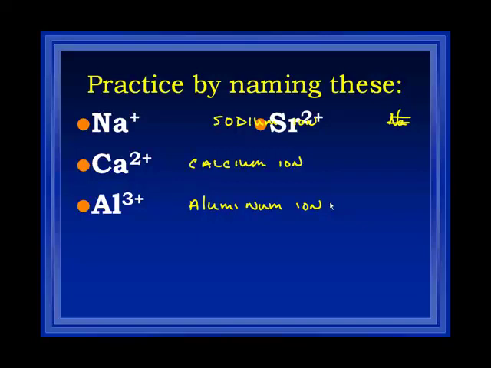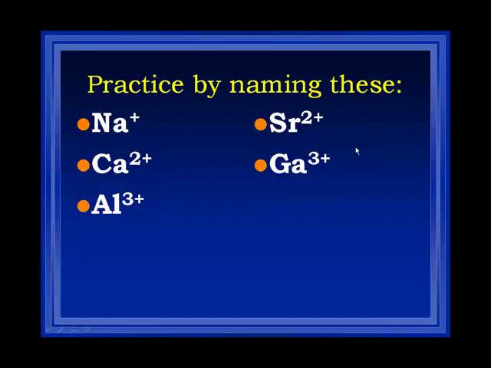Okay, so your next one, Sr2+, 2 plus. That would be strontium ion. Ga3+, gallium ion. And Li+ would be lithium ion.